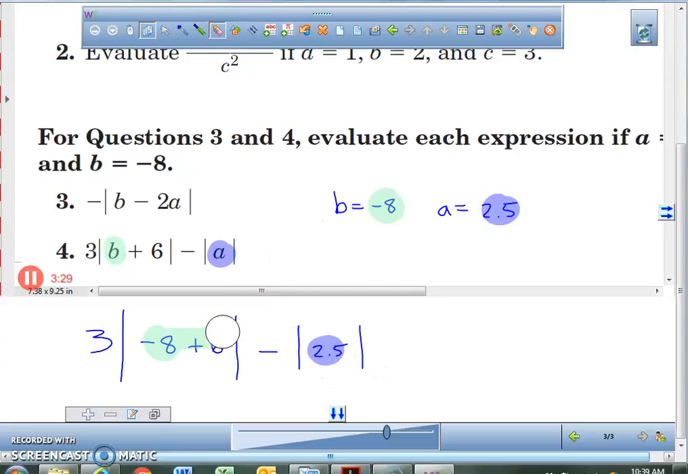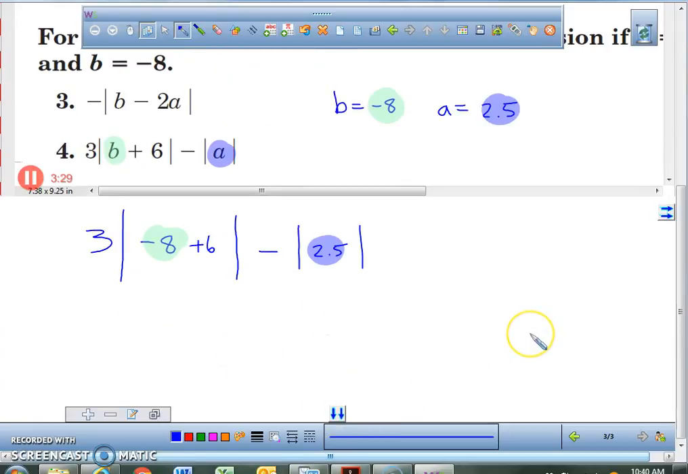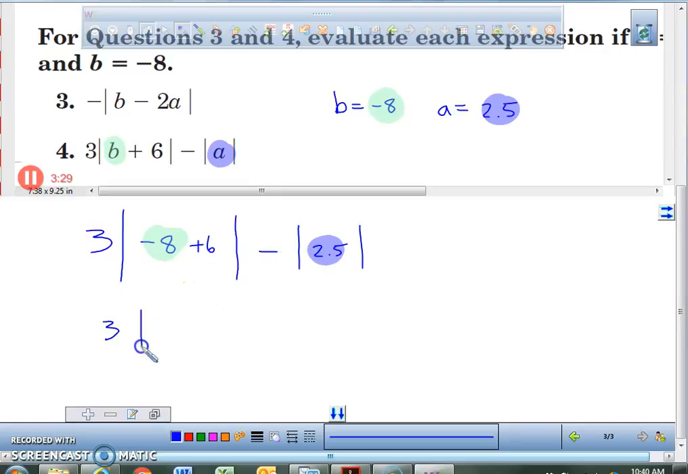I didn't mean to do this. Hold on. There. Okay. Now, we have 3 times the absolute value of what's -8 plus 6? -2 is correct. Minus, what is the absolute value of 2.5? Just 2.5.